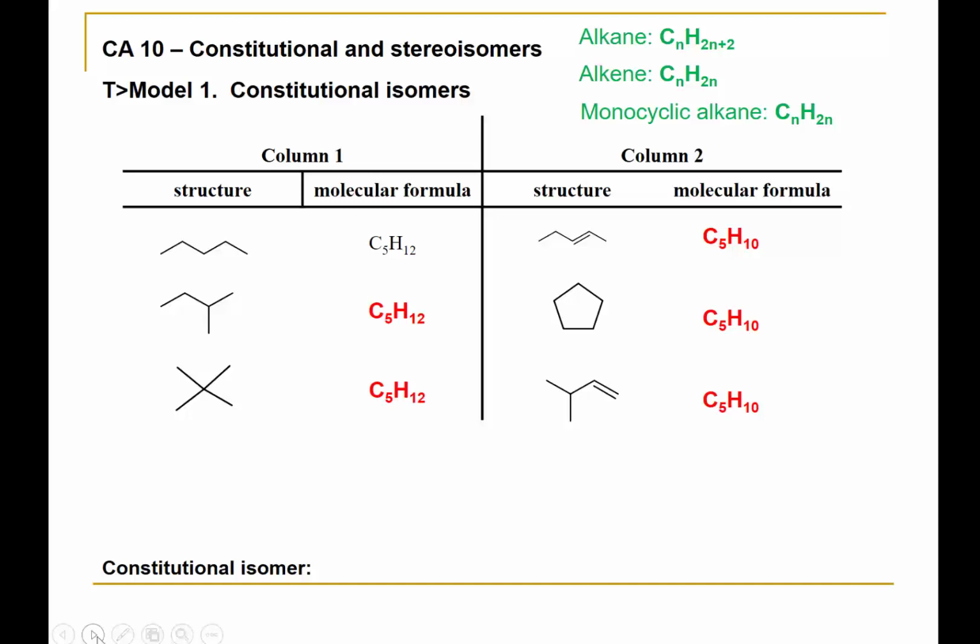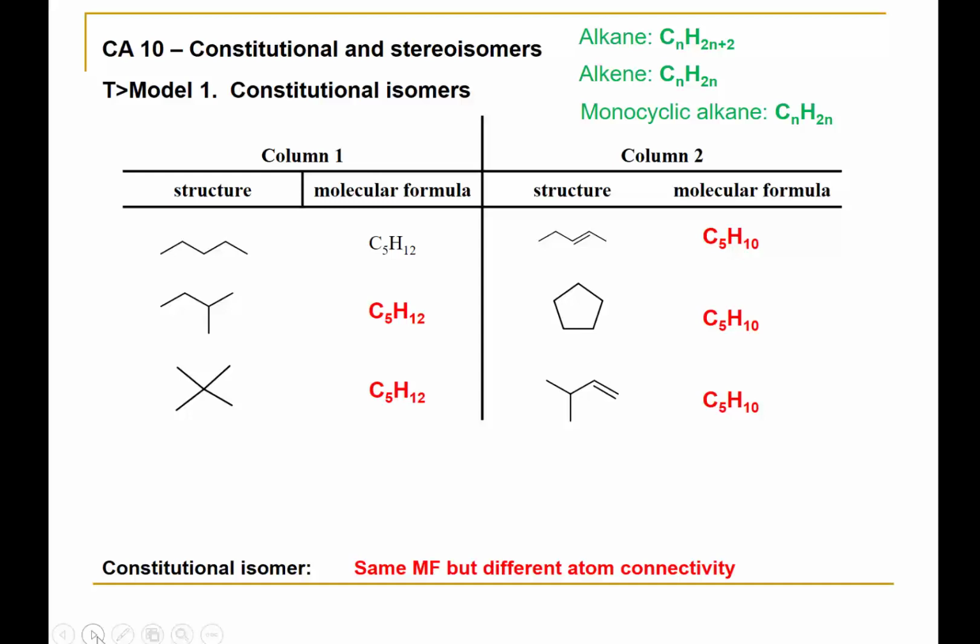Now here we have examples in column 1 and in column 2 of constitutional isomers. All the structures in column number 1 have 5 carbons, they have 12 hydrogens, the same molecular formula, but they have different structures. They have a different attachment of atoms. Therefore, they're referred to as constitutional isomers. We also call these structural isomers. Same molecular formula, but different atom connectivity. The molecules in column number 2 also have different structures, yet they have the same molecular formula.